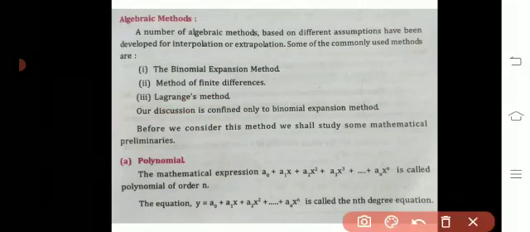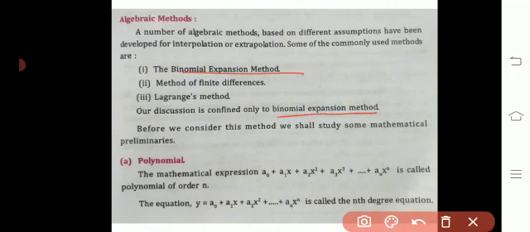Now we will see what is meant by algebraic method. A number of algebraic methods based on different assumptions have been developed for interpolation and extrapolation, and some of the commonly used methods are the binomial expansion method, then method of finite differences, and one more is Lagrange's method. But in the syllabus we have only the binomial expansion method.